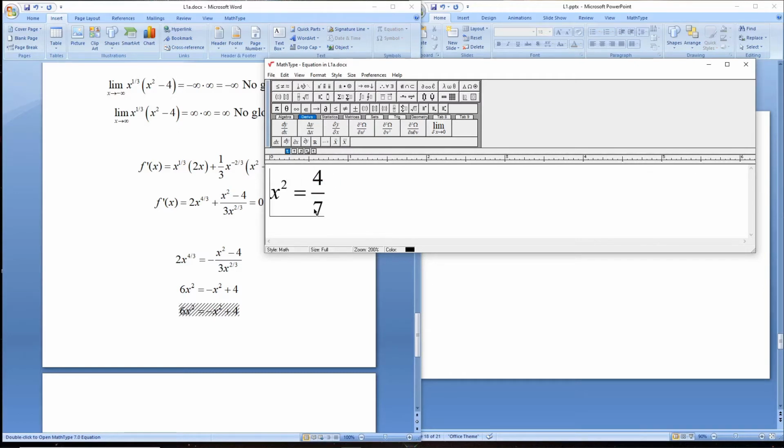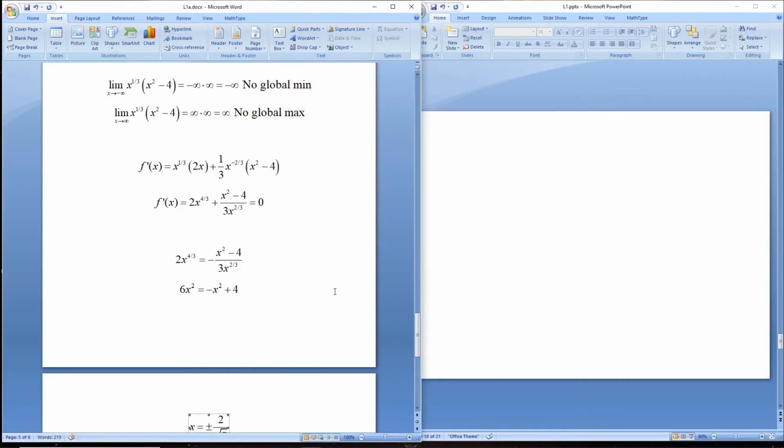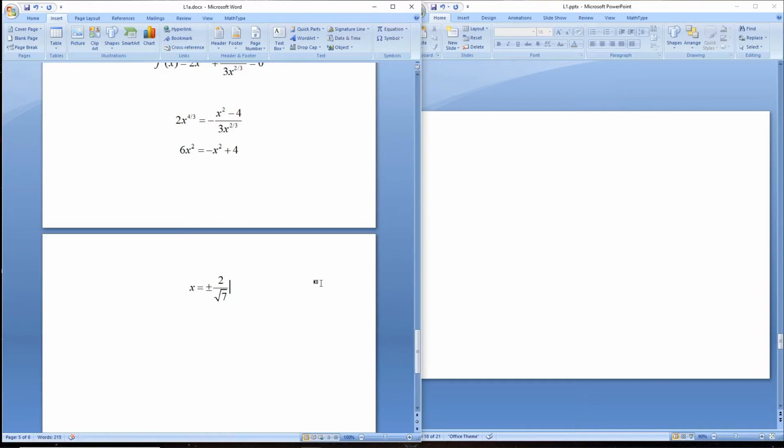And take the square root. Square root of 4 is 2. And the square root of 7 is the square root of 7. That's our best exact answer there. And whenever we take the square root, whenever we take a positive root, we will always have a plus or minus solution. And here are our first critical numbers. We have 2.